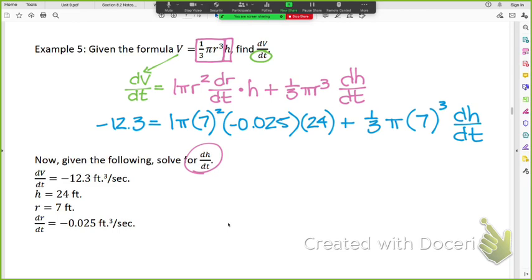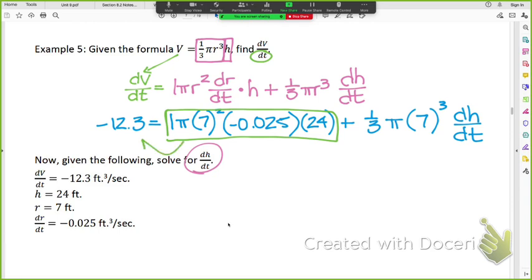All right, so let's look at this. Just add 12.3, right? All right, so this is all one term. How can I move that one whole term to the other side? Subtract. So in my calculator, I would do this. Negative 12.3 minus pi times 7 squared times negative 0.025 times 24, all at once. I'm going to get a decimal from that.